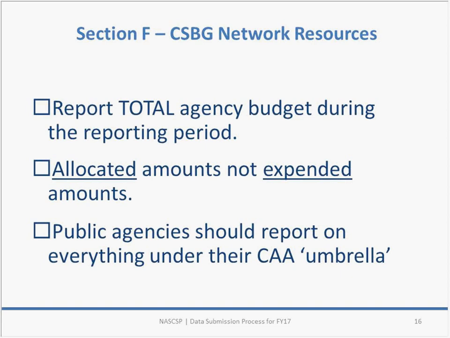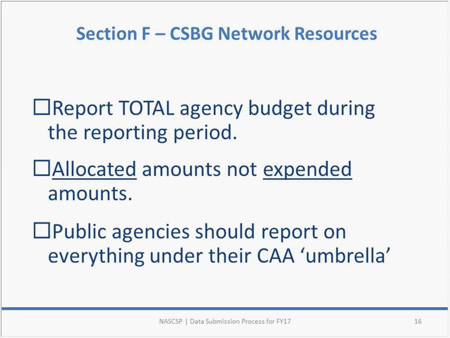Moving on to Section F. So in F, you're reporting the total agency budget during the reporting period. So F is allocated amounts, not expended. That is the main difference between Section E and Section F. Section E is expended, Section F is allocated. All agencies, including public agencies, should report on everything under their CAA umbrella.